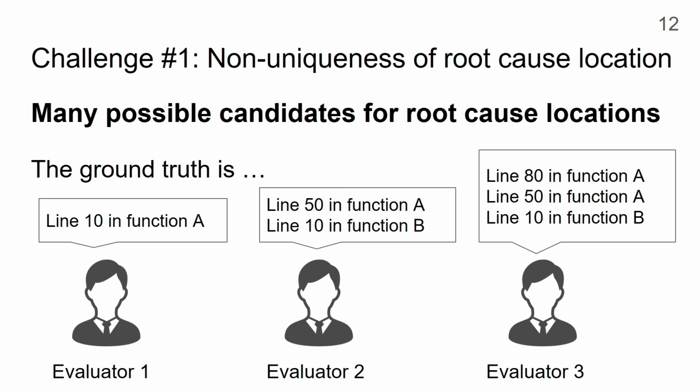So to sum up, if we define the root cause location as the source code location that should be fixed, then there can be multiple sets of ground truths of root cause location. So in the evaluation of RCA tools, different evaluators can use different ground truths. That can threaten the validity of evaluations. And this is the first challenge.